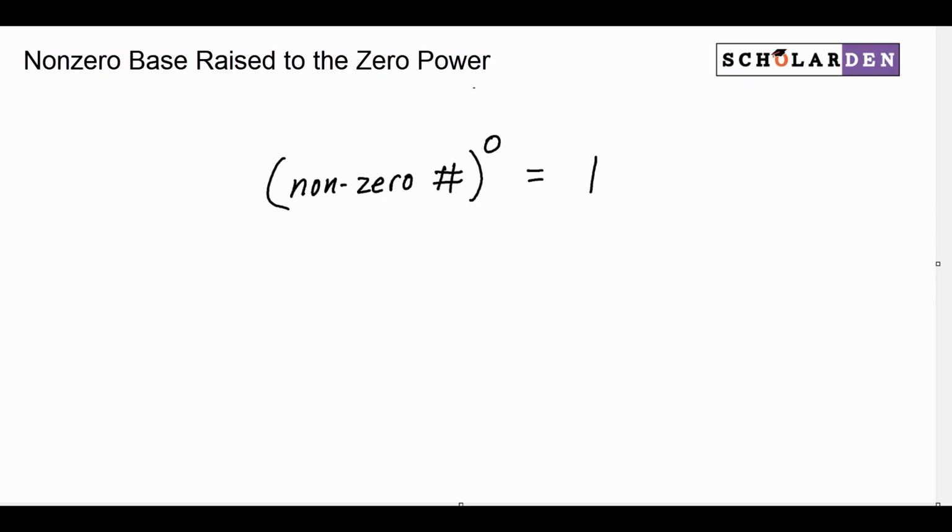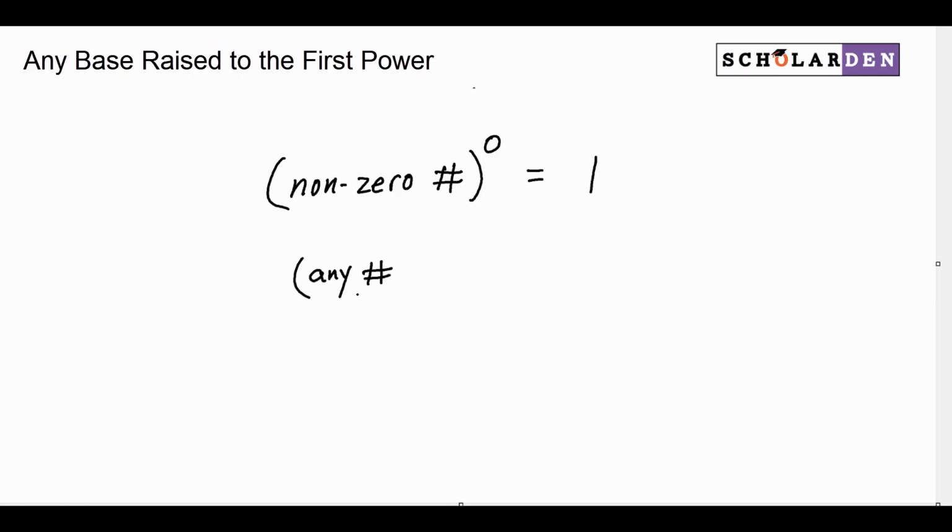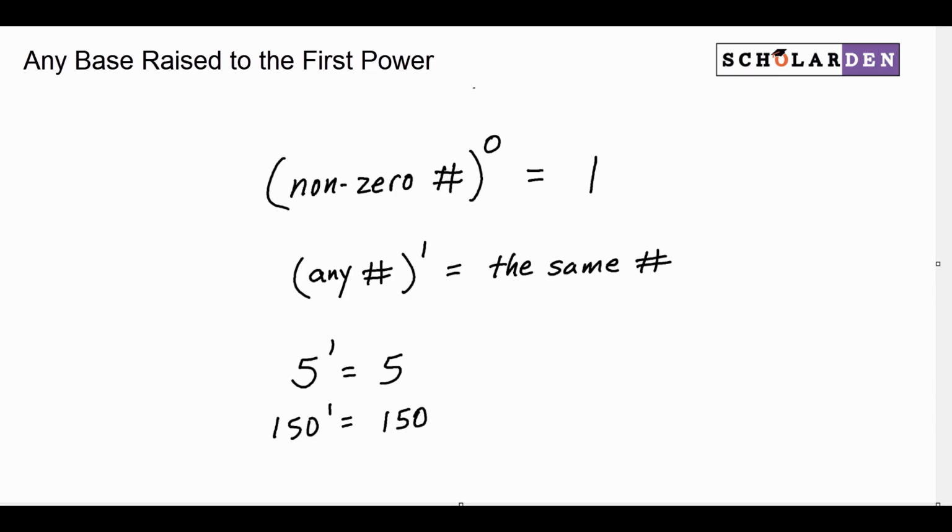Okay, what about raising something to the first power? That one is a little more intuitive. You're always just going to get the number itself. So any number to the first is the same number. So people usually find that a little more intuitive. 5 to the 1 is 5. 150 to the 1 is 150, and so on.